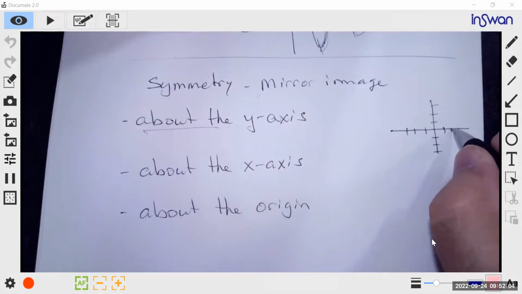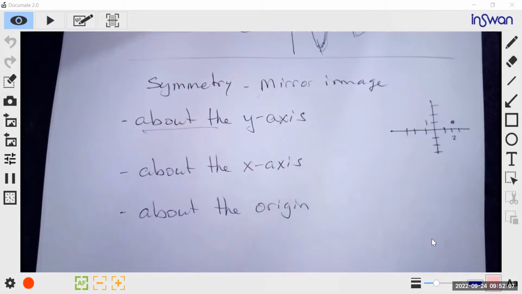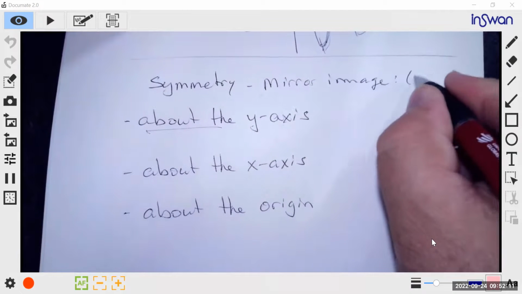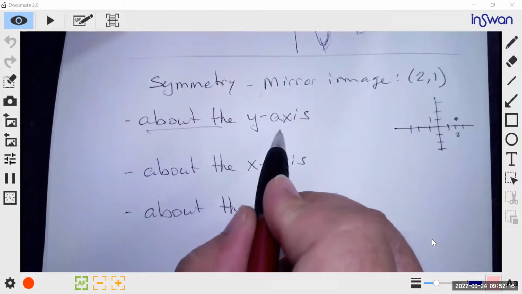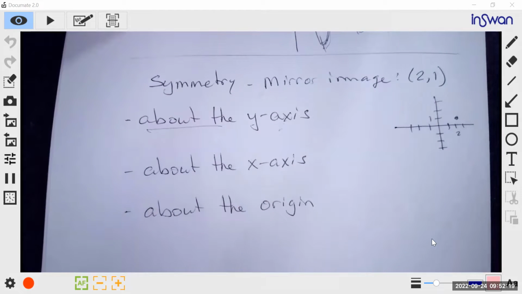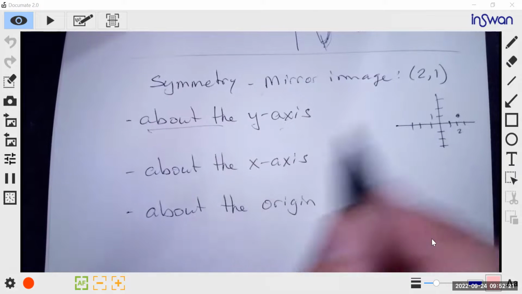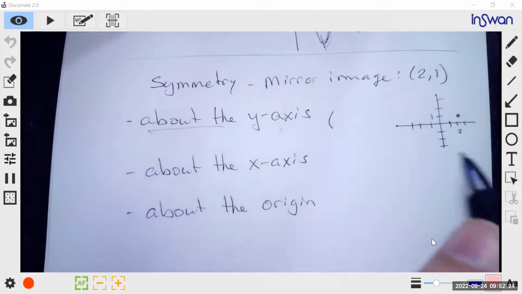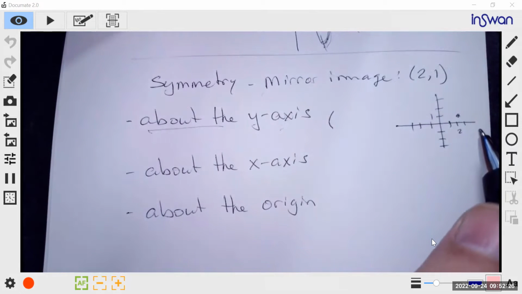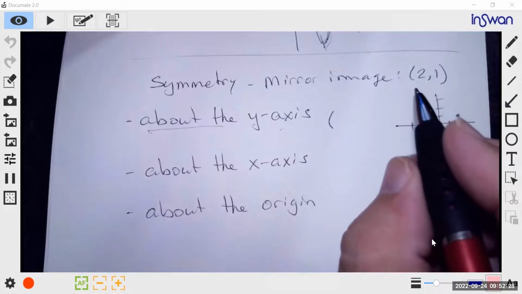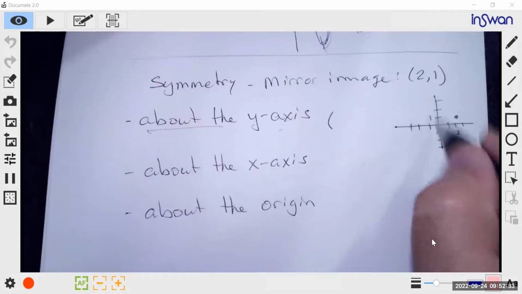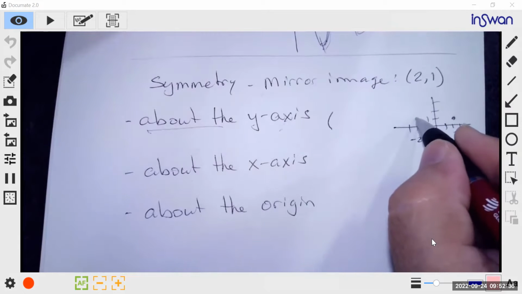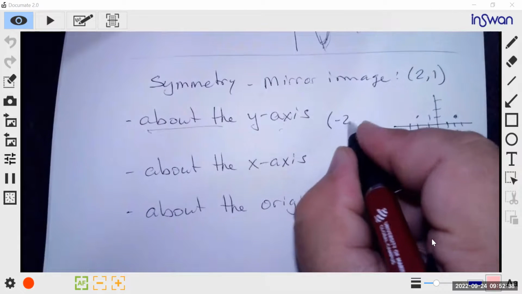So earlier I had the point (2, 1). That's my original point. If I flip it across the y-axis, what's the mirror image? What's the mirror point across the y-axis? Yeah, it'll be (-2, 1).